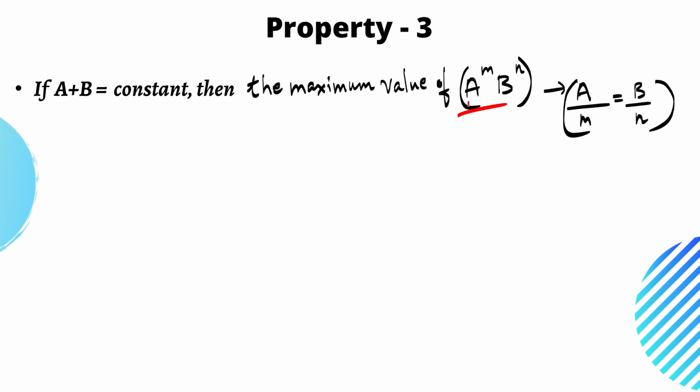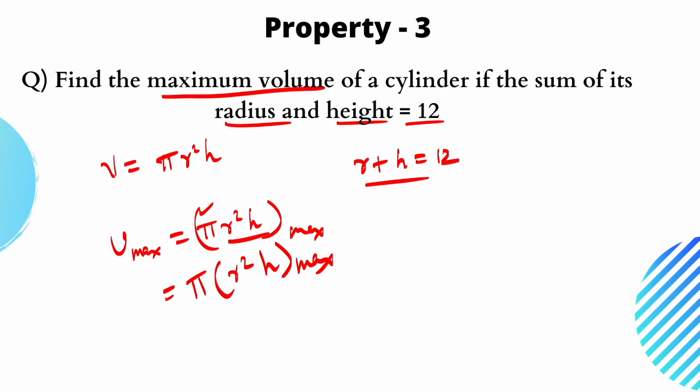But what is the condition here? A power m into b power n will be maximum when a by m is equal to b by n. So a by the power is equal to b by the power, right? So here it is in the same way. So r square h, a power m by b power n, h power 1. So r by 2 is equal to h by 1. So the ratio of r and h is equal to 2:1.